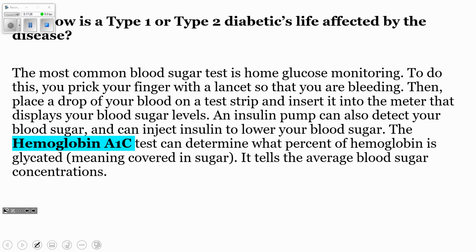And the last thing is, what is the name of the test that diabetics are using in order to determine what their blood sugar level is? And that's going to be the hemoglobin A1C test. That shows you your average blood sugar concentrations.